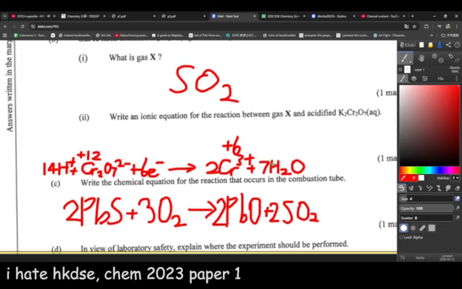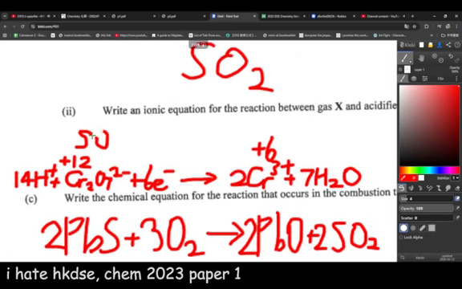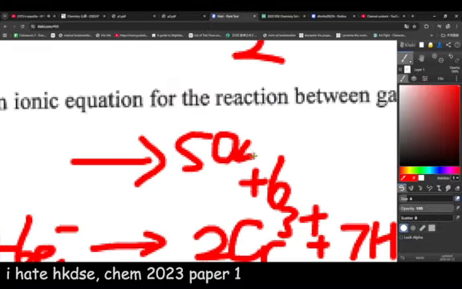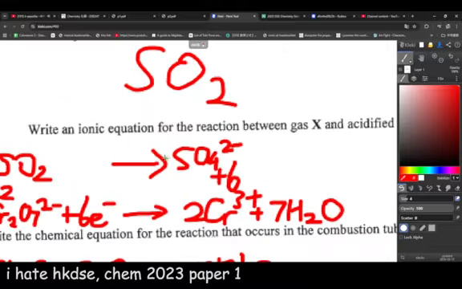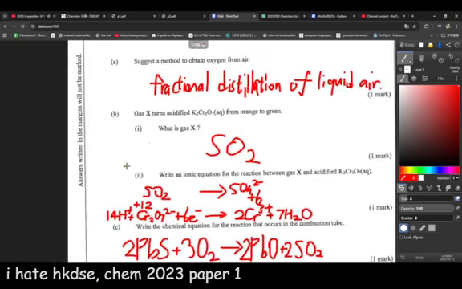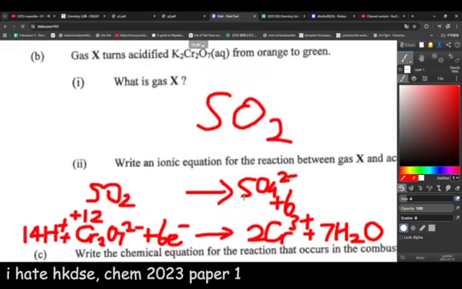And then you count the H's and you put H pluses on the side that doesn't have the H's. And let's do gas X, which is SO2. Every time you do a sulfur compound, it always gets oxidized to a sulfate ion, or sulfites into sulfur dioxide. This is kind of reversible, okay?